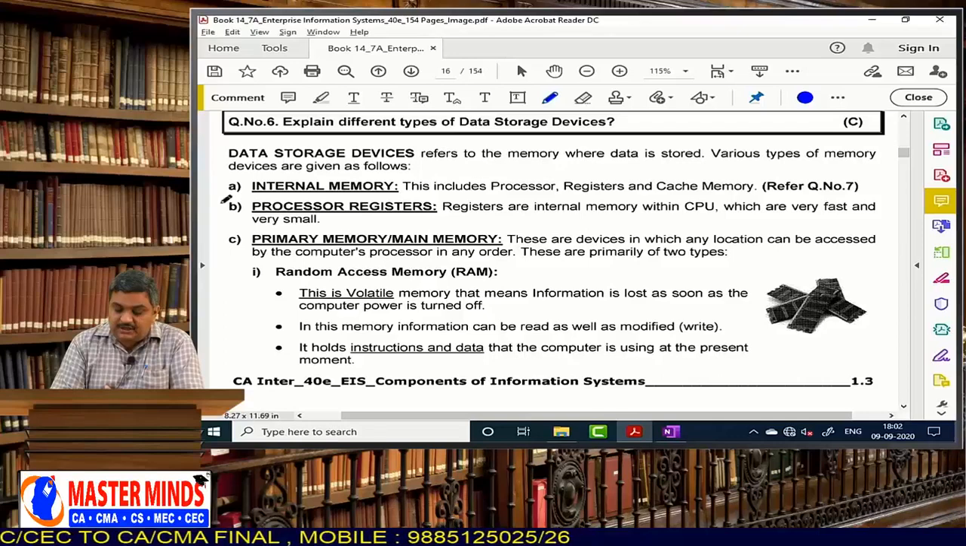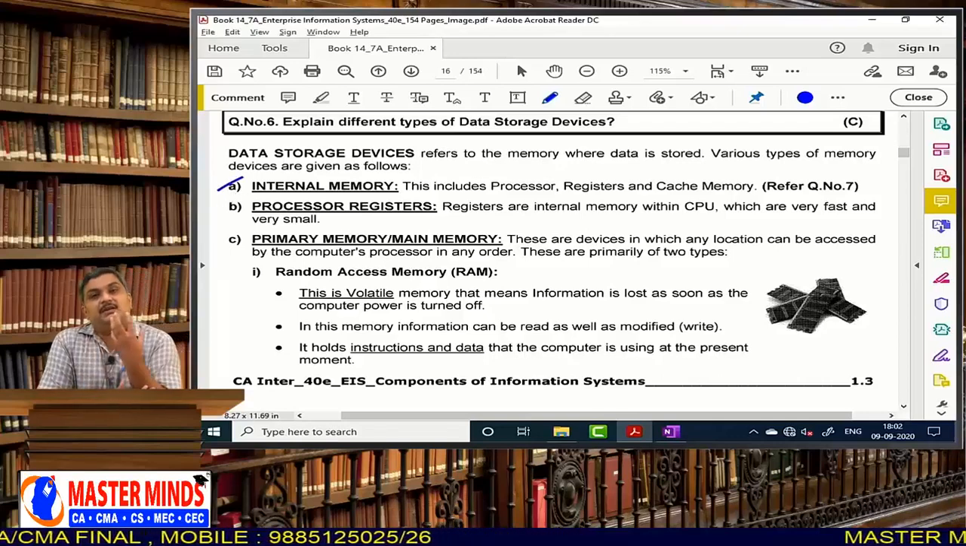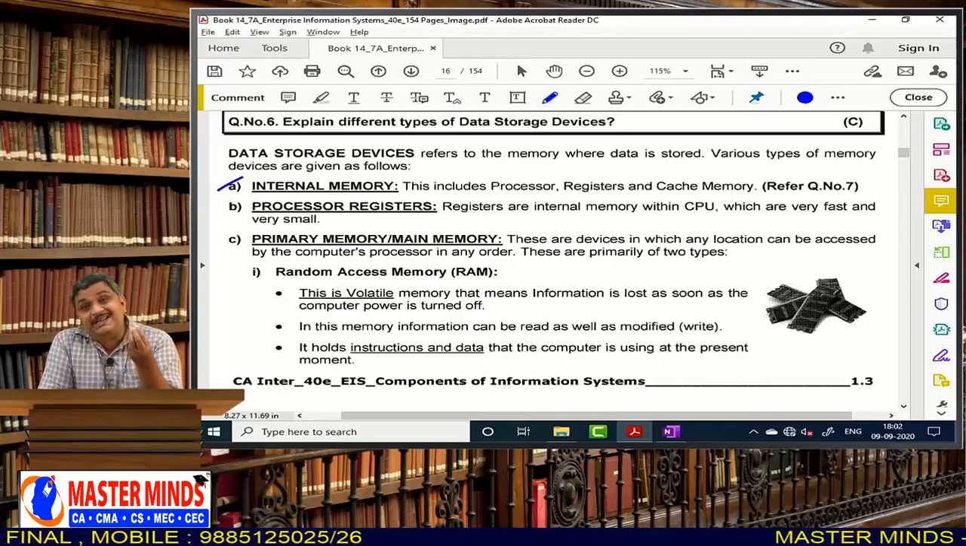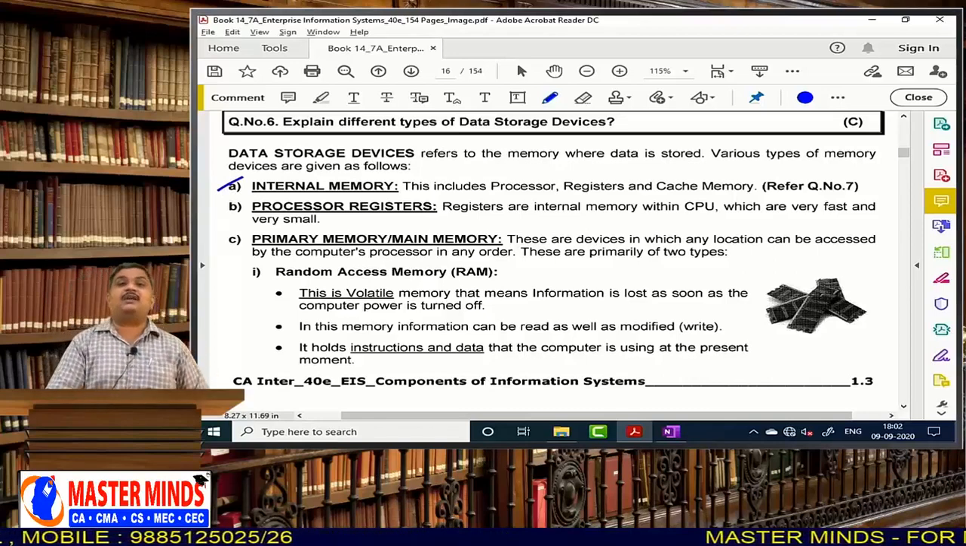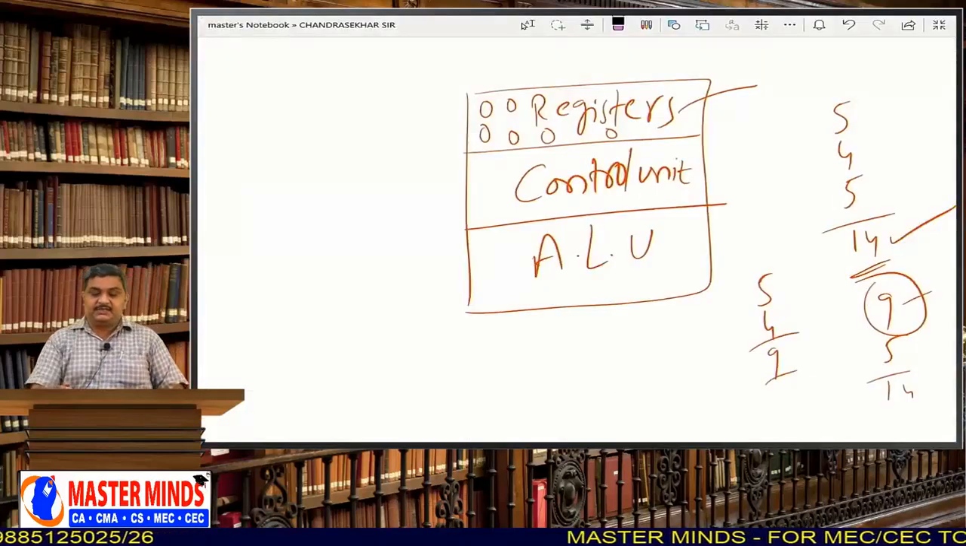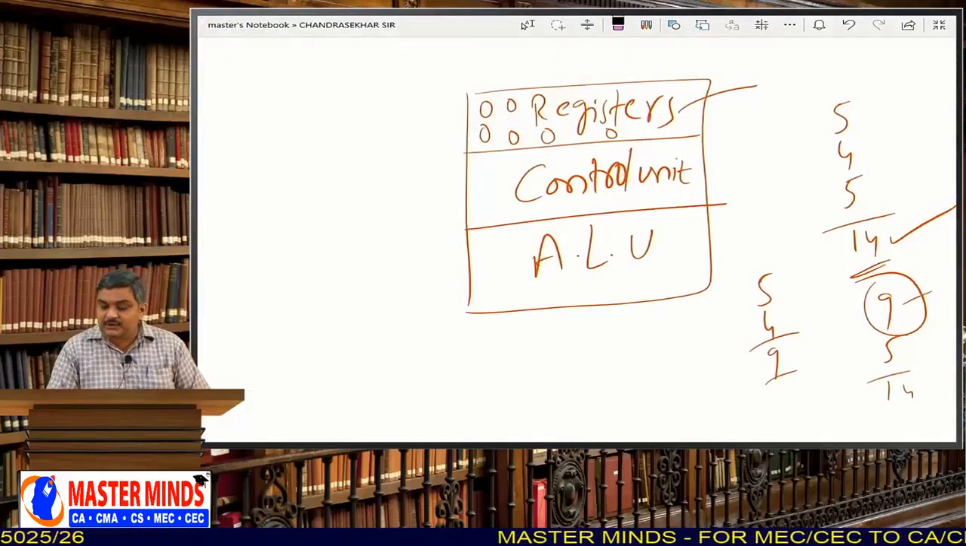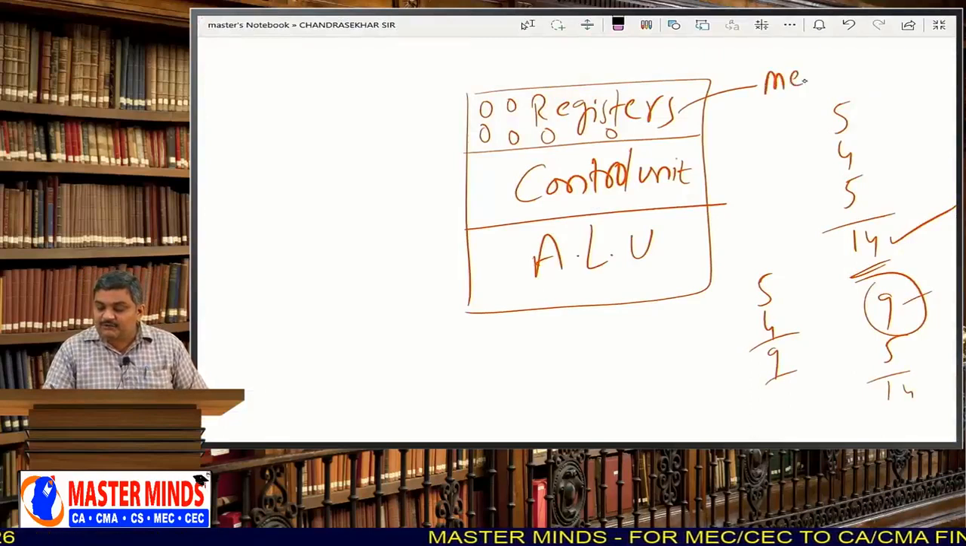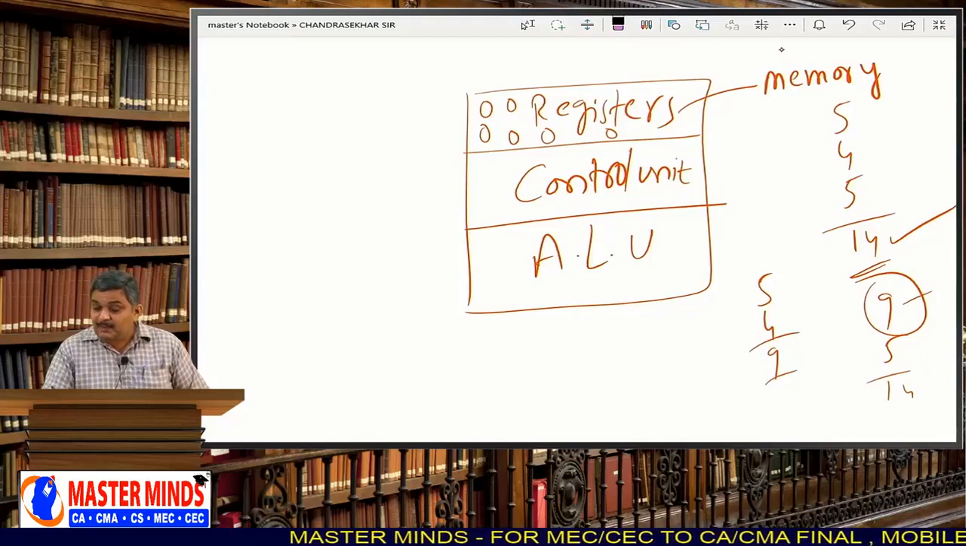First one, internal memory. What do you mean by internal memory? Internal memory means the memory inside the CPU. See, the CPU has a memory. What did I tell you? Register is a basic unit of memory. Yes, register is the basic unit of memory.